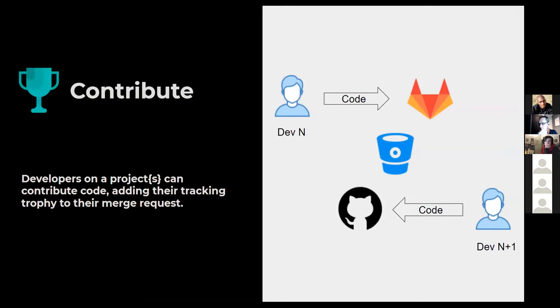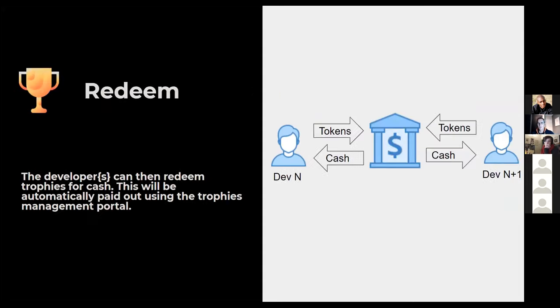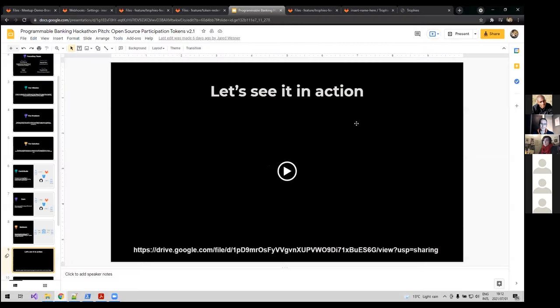So this is the basic idea behind it: you would have developers contributing to a project. They would earn what we've effectively called trophies. And at some point, those trophies would be redeemed for cash. I'm not going to play the video because we're going to go through the demo. Let me just stop that there.